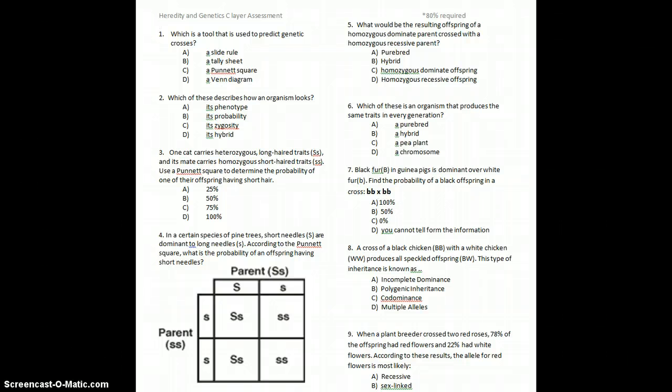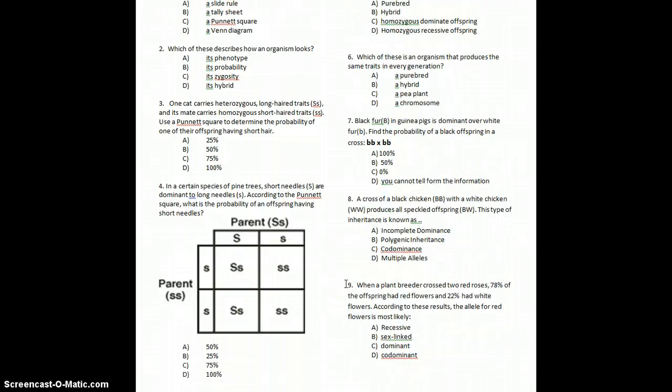Number 3. One cat carries heterozygous long-haired traits, capital S, lowercase s, and its mate carries homozygous short-haired traits, lowercase s, lowercase s. Use a Punnett square to determine the probability of one of their offspring having short hair. Is it A, 25%, B, 50%, C, 75%, or D, 100%?